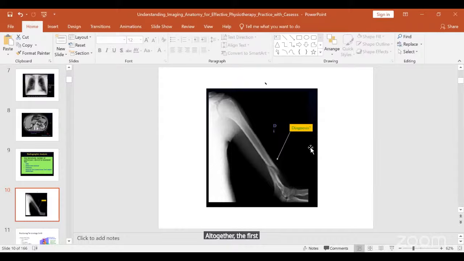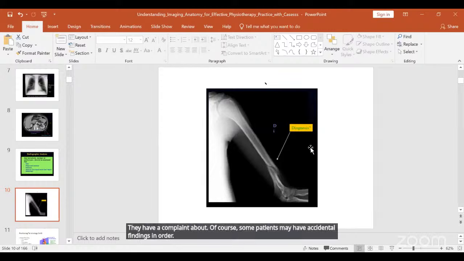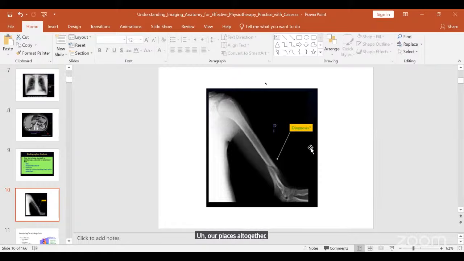First, identify that it is the region where the patient is having the complaint. Because sometimes you people might request for femur, we end up doing humerus. I don't know how we get it. Or you request abdomen, we end up doing chest. So on interpretation, ensure that it is the area you are in need of, that you have a complaint about. Of course, some patients may have accidental findings in other places. Are we together? Yes, sir.